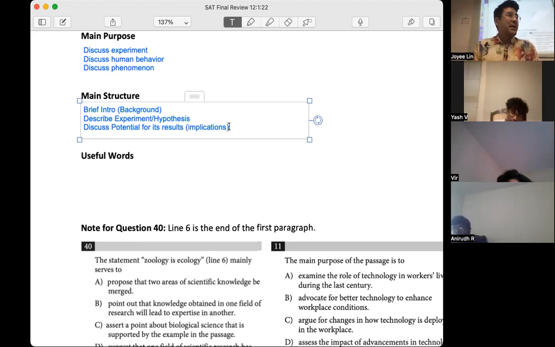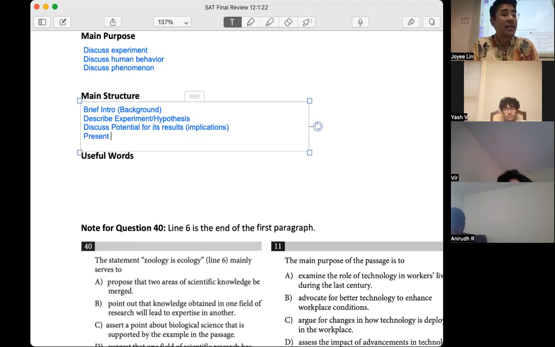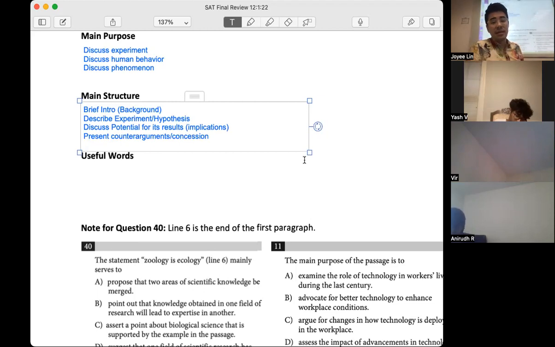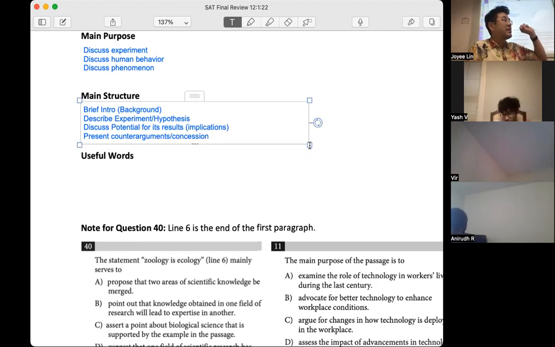The implications, the impact. Yeah, quotes. That's the implications. They also present the counter argument, right? That happens sometimes too. They have the counter argument or the concession. Literally, it's just those four things. Those four things capture 90% of the passages you're going to read, right? Intro, the thing that they did, what it means, and what some other people think.